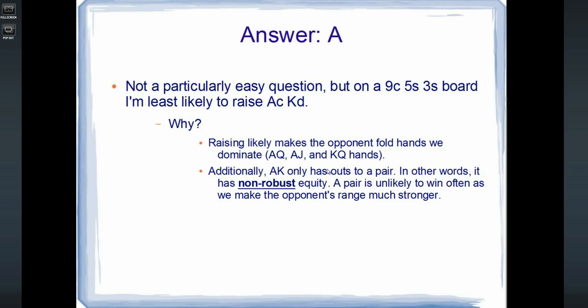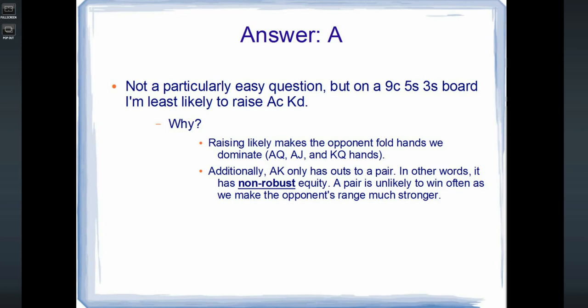So in other words, ace-king has what I would call non-robust equity here. And by non-robust equity, I mean a pair is unlikely to win as we make our opponent's range much stronger. So if we have non-robust equity, that simply means we have a good amount of equity on the flop with ace-king, but as we make our opponent's range much stronger, we're going to start losing our equity pretty quickly, because the hands in our opponent's range that we have a lot of equity against, such as ace-queen, ace-jack, king-queen, those are the hands we make fold with a raise.